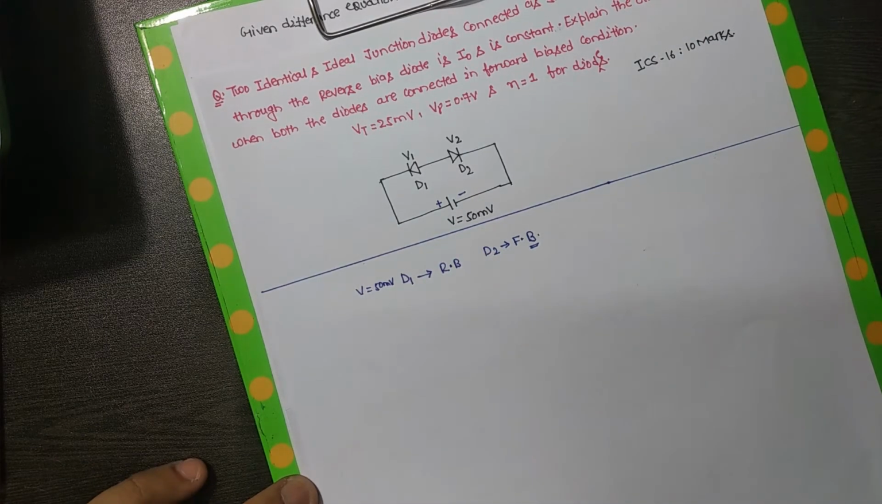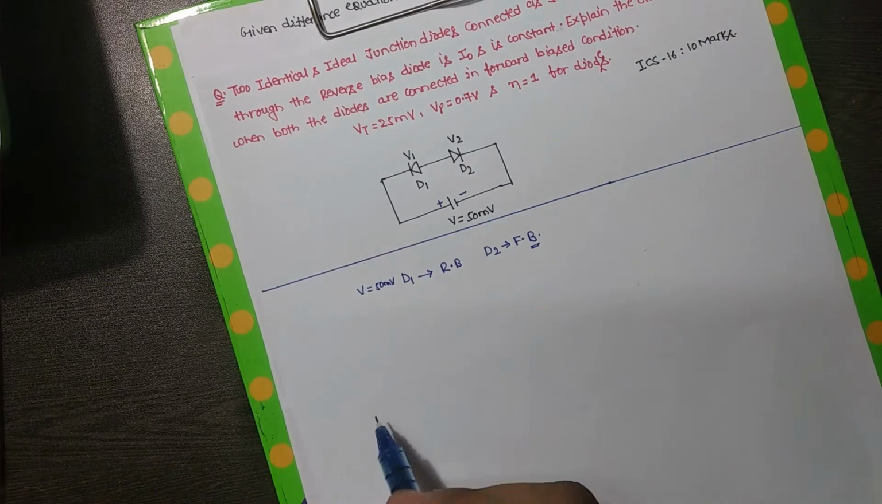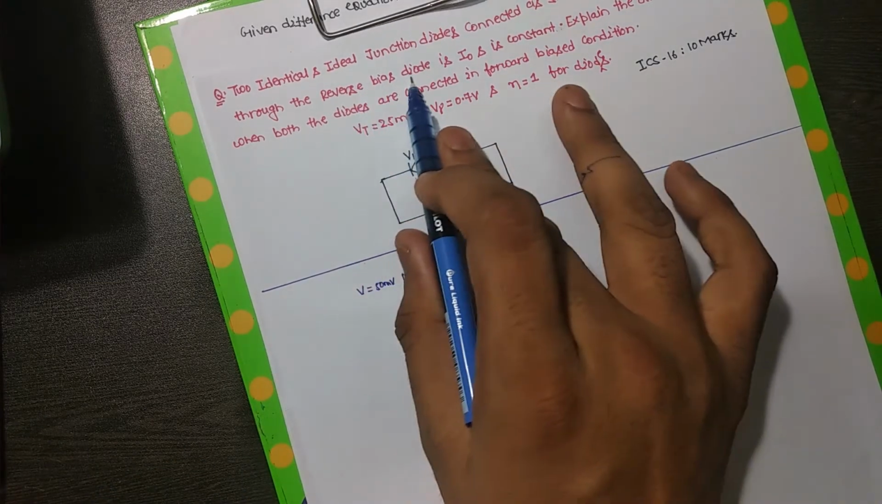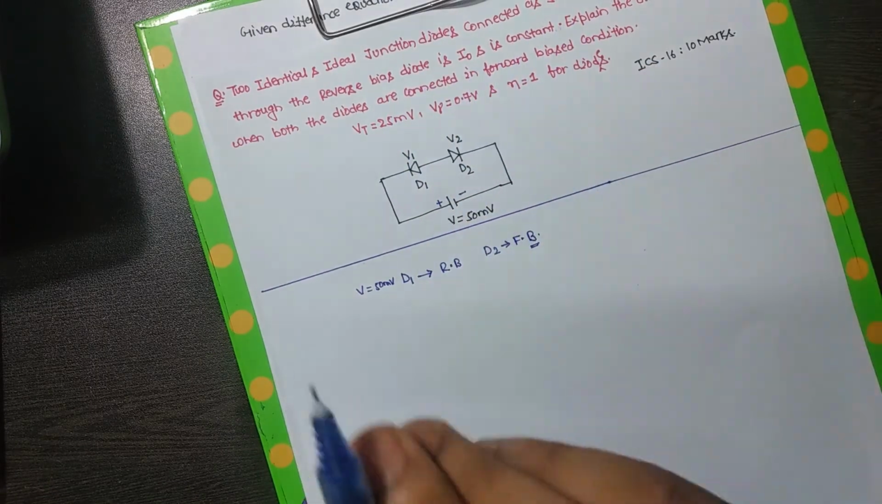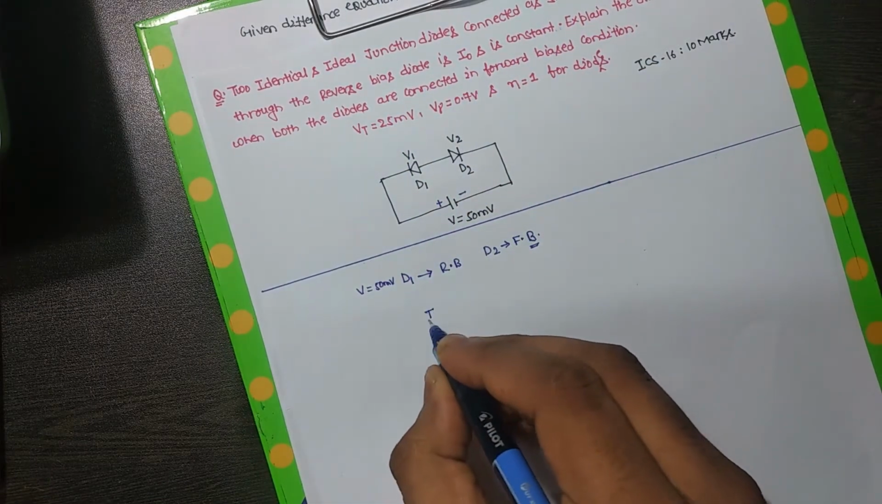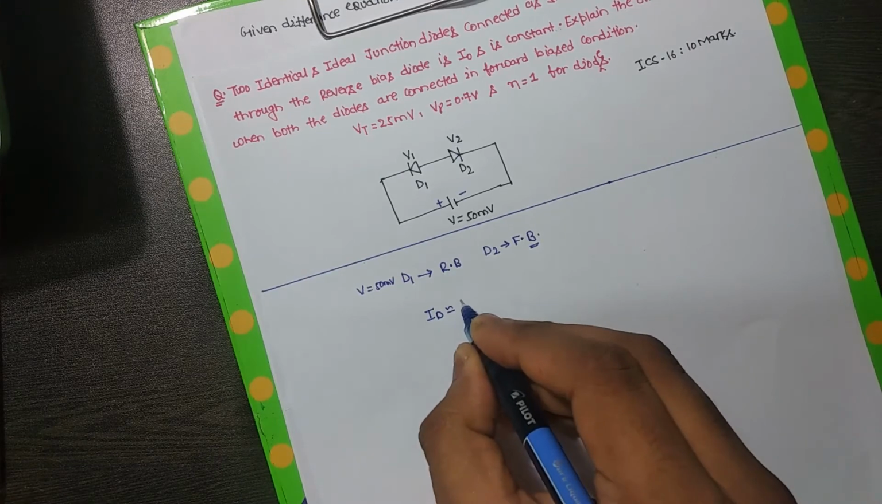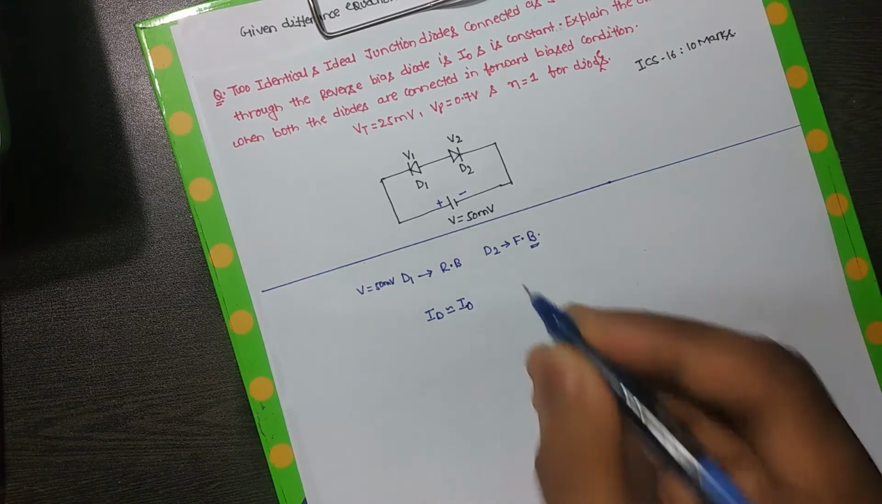So the condition is that if a diode is in reverse bias, there is a reverse bias current I naught which is constant. So you can say that ID will be nearly equal to I naught for this condition.